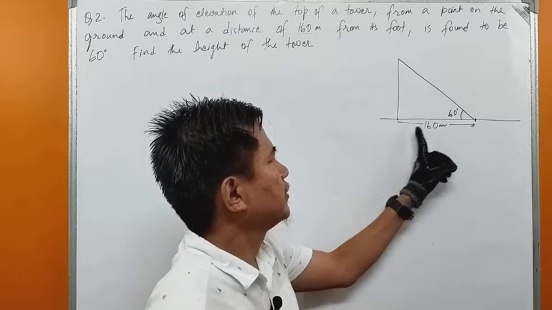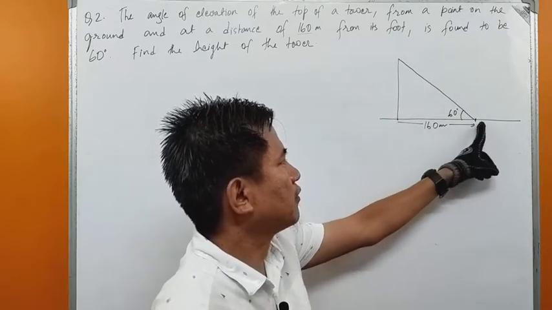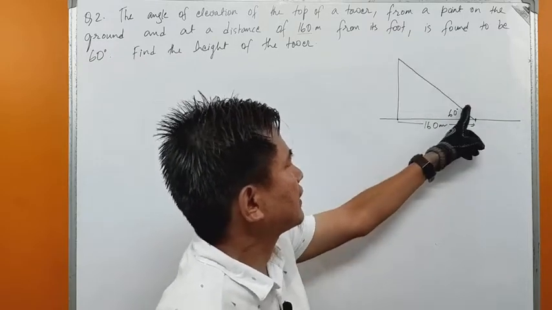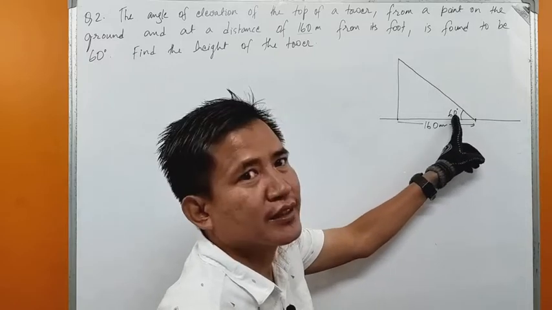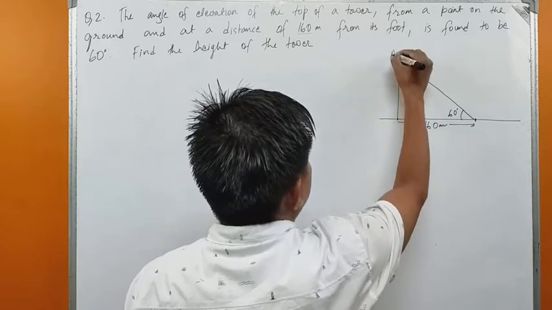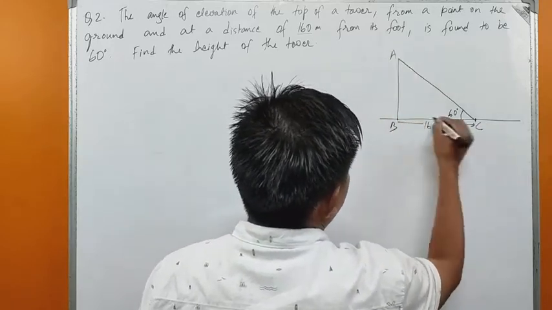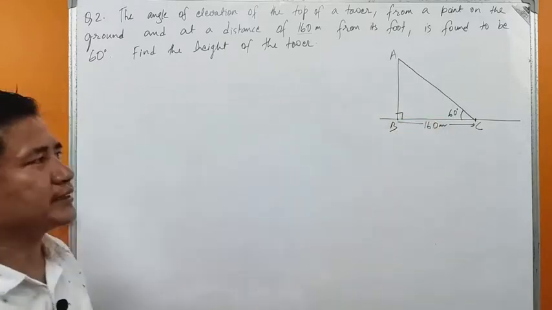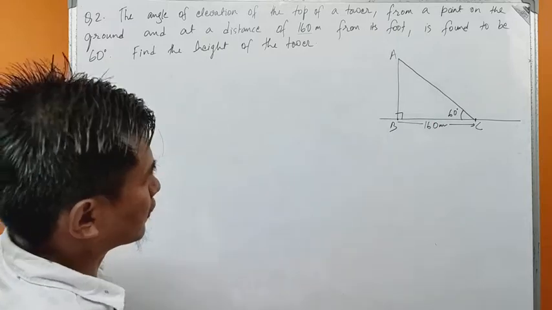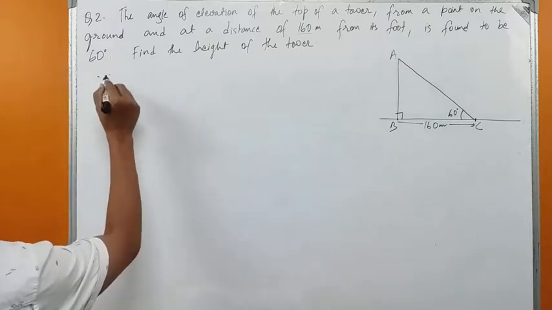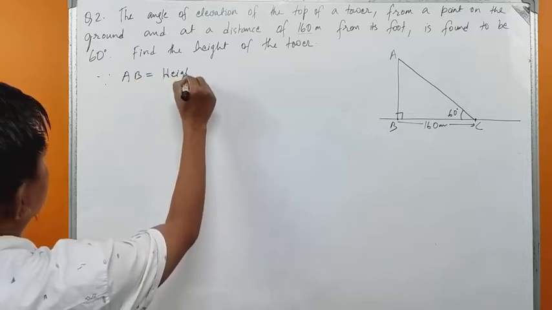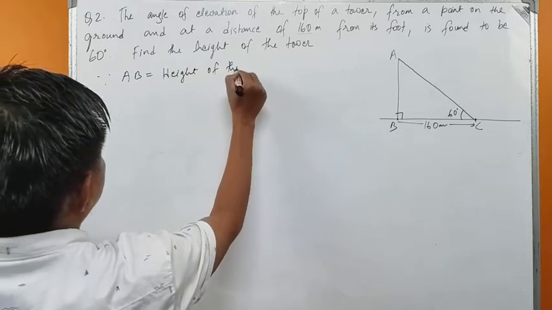This is the point 160 meters away from the foot of the tower, and from this point when you observe the top of the tower, the angle of elevation is 60 degrees. Now we are asked to find the height of this tower. Suppose this is A, this is B, this is C. This is a right angle triangle, right angled at B. We are asked to find the value of AB, which is the height of the tower. So let us write AB equals the height of the tower.